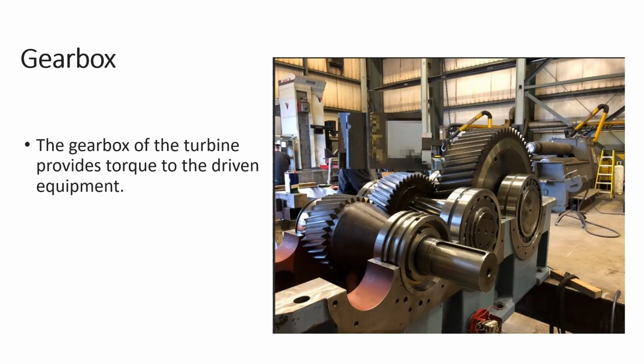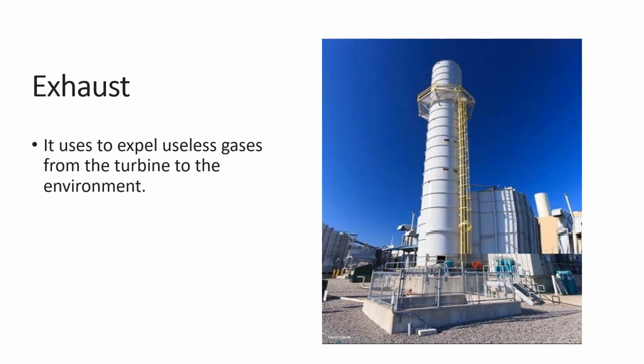The gearbox of the turbine provides torque to the driven equipment. And the exhaust is used to expel useless gases from the turbine to the environment.